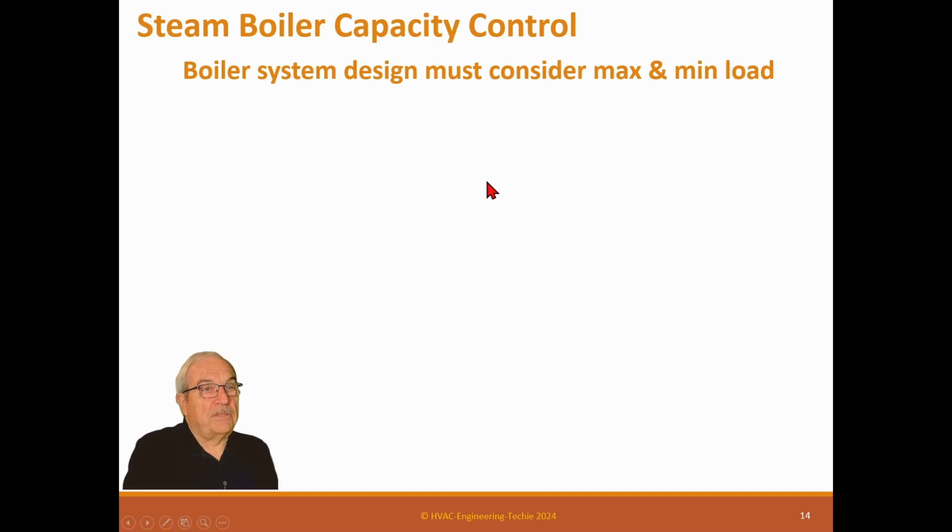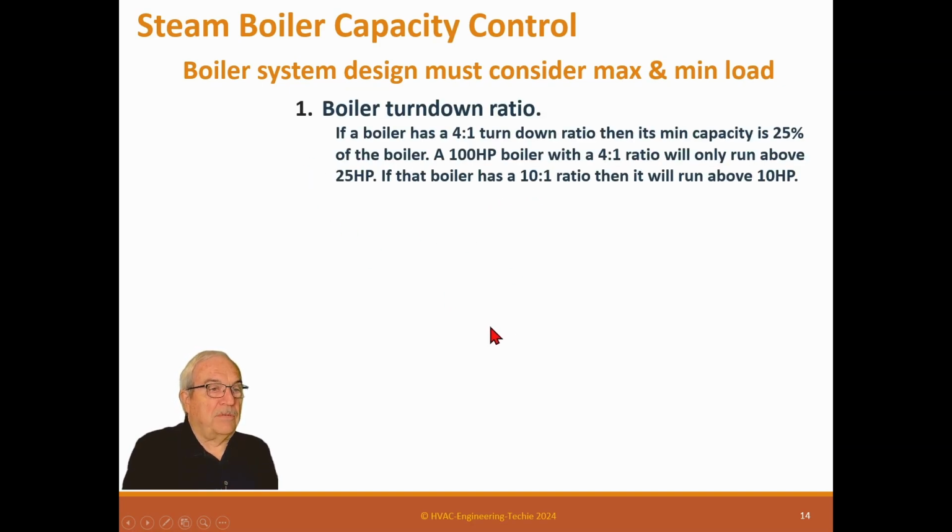Boiler system design must consider maximum and minimum loads. Now here's what we're talking about, the turn down ratio. If a boiler has a 4:1 turn down ratio, then its minimum capacity is 25% of the boiler. A 100 horsepower boiler with a 4:1 turn down ratio will only run above 25 horsepower. If the boiler has a 10:1 ratio, it will run down to 10 horsepower. So this is really important, because if you have a 100 horsepower boiler that has a turn down to 10 horsepower, and you require 1 horsepower for some load in there, it's not going to happen. So that's something you got to check out every once in a while.